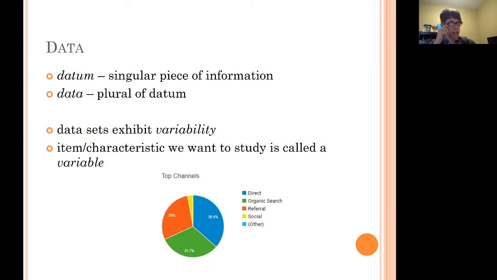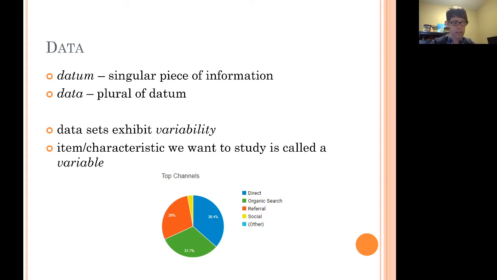Now, we have all of these visualizations and all of this data in front of us, and we want to be able to categorize the different kinds of variables that we want to work with. Data is essentially a plural word, so we're talking about more than one piece of data. A datum would be a single piece of data, just for your reference, and data is technically a pluralized word.